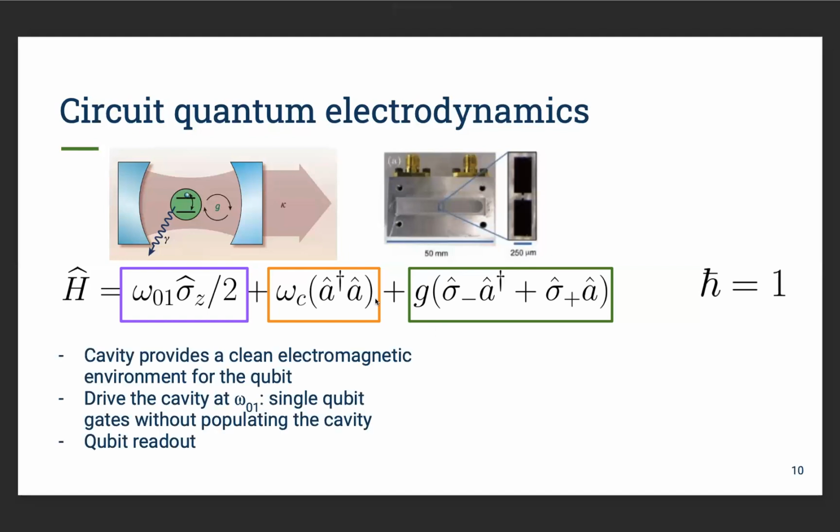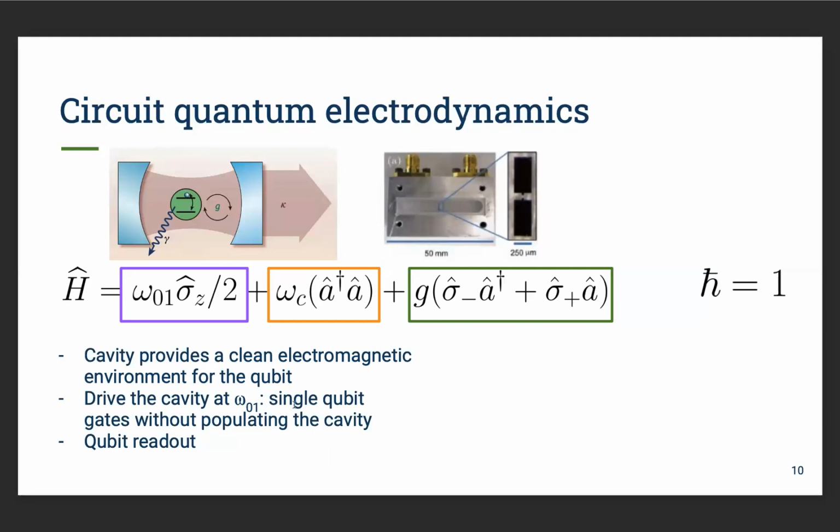But other than the fact that we can use the physics from quantum optics to describe this interaction, why would you want to put a qubit inside of a cavity? So we get a couple of things from this. One, this provides a clean electromagnetic environment for the qubit. So this cavity really only supports photons at the frequency omega c. So if they're at some other frequency, these photons will be lost very quickly.